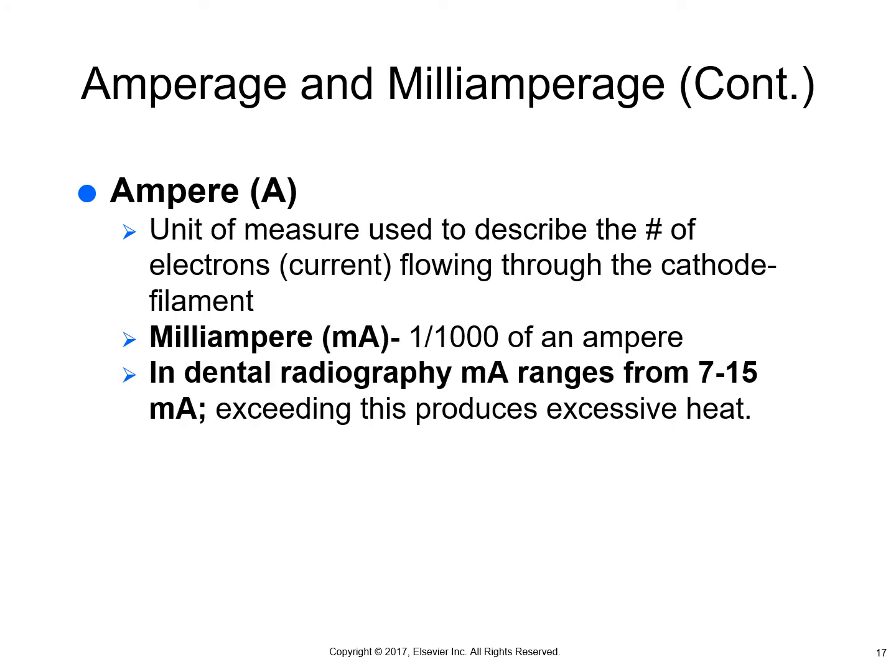The ampere is that unit of measure that I said is used to describe the number of electrons, or current, flowing through that cathode filament. We report that in milliamperes in radiography, so it's 1/1000th of an ampere. In dental radiography, the mA will range from 7 to 15. Exceeding this amount would produce excessive heat and would probably blow your filament.